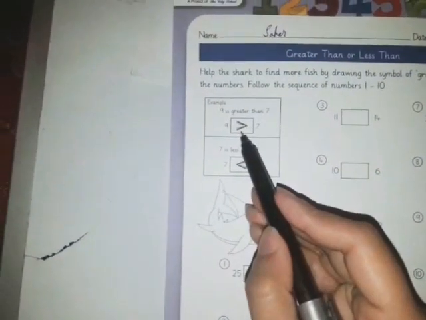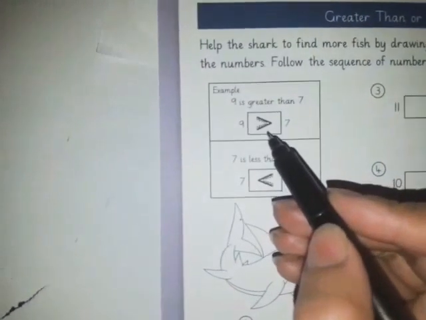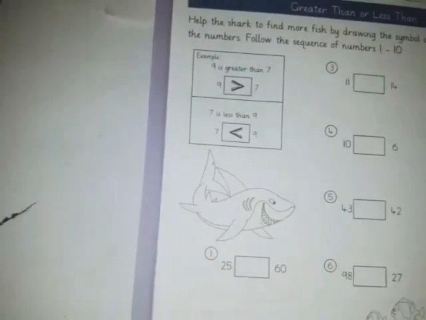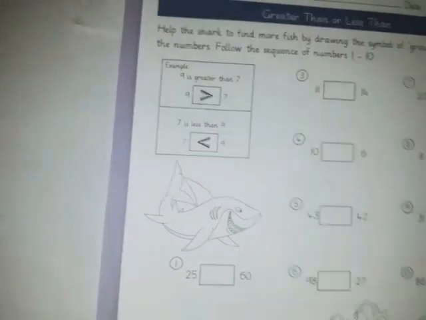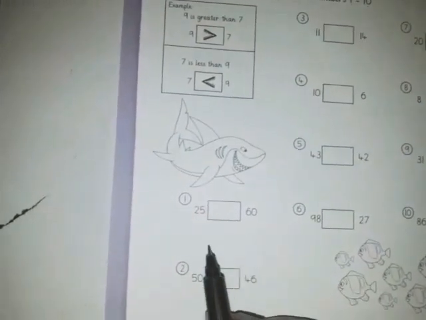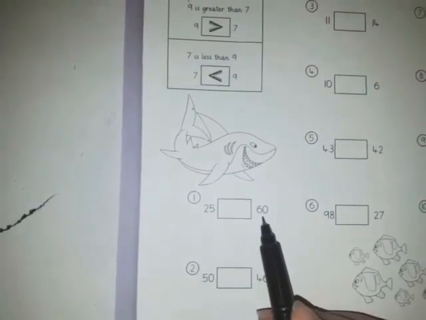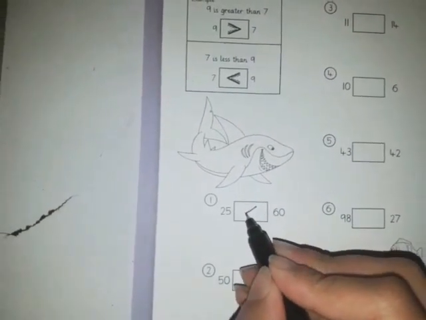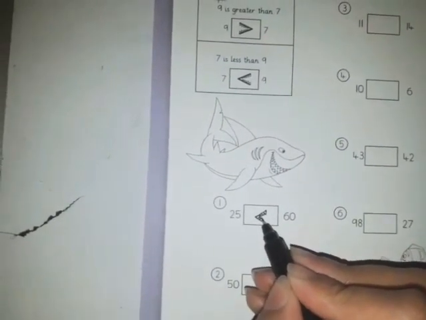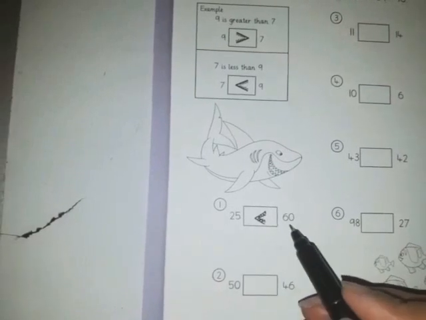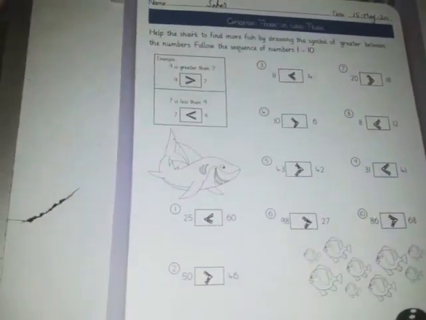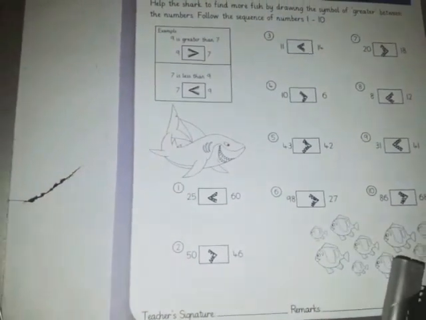Now see this, they have made tiny teeth in the symbol. It is the teeth of the shark, so the shark can eat the fishes. Now part 1, 25 and 26. 25 and 60. We will put this symbol and make tiny teeth, so the shark can eat 60 fishes. With the same concept, complete this worksheet. There are all the answers, and color the shark and the fishes to make your worksheet colorful.